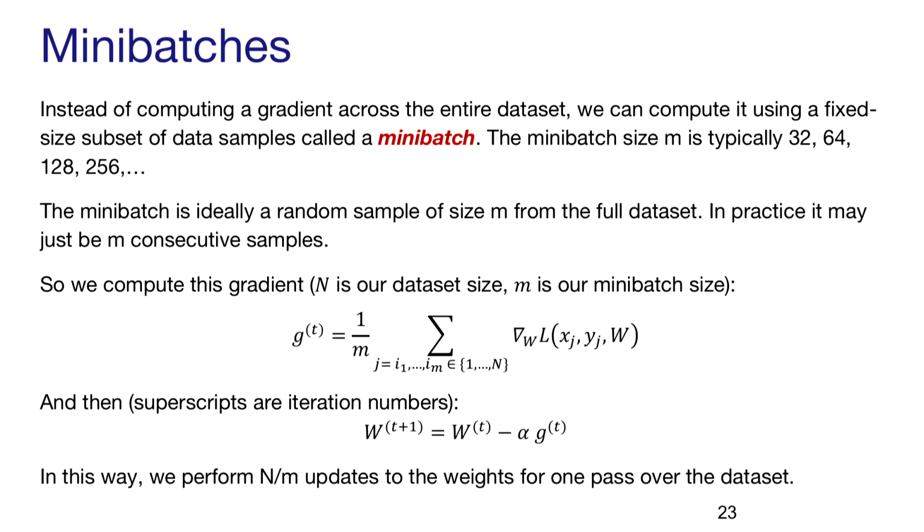Okay, so now if M is the mini batch size and capital N is the data set size, in a single pass through the data set, now I'm computing that many updates because I'm doing it in batches of M. And in practice, if I have 1 million samples, like for ImageNet, if I'm doing them in batches of 32, then that's about 32,000 updates for one pass over the data set.